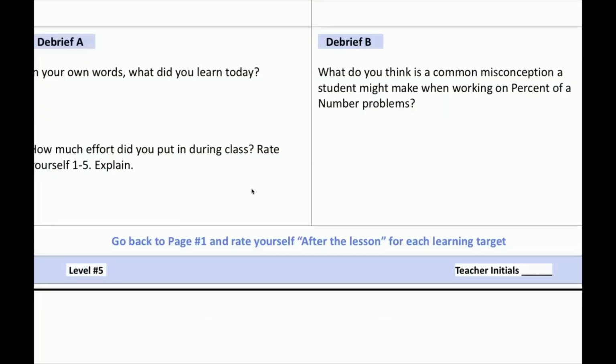Now that we've finished page 6, go back to page number 1. At the beginning of today's lesson, we rated ourselves on our learning targets. Now that we've gotten more practice, you're going to rate yourself after the lesson 1 through 5. 1 is the least confident, 5 is the most confident. Once you finish page 6, rate yourself on page 1, check in with your teacher to get additional feedback.